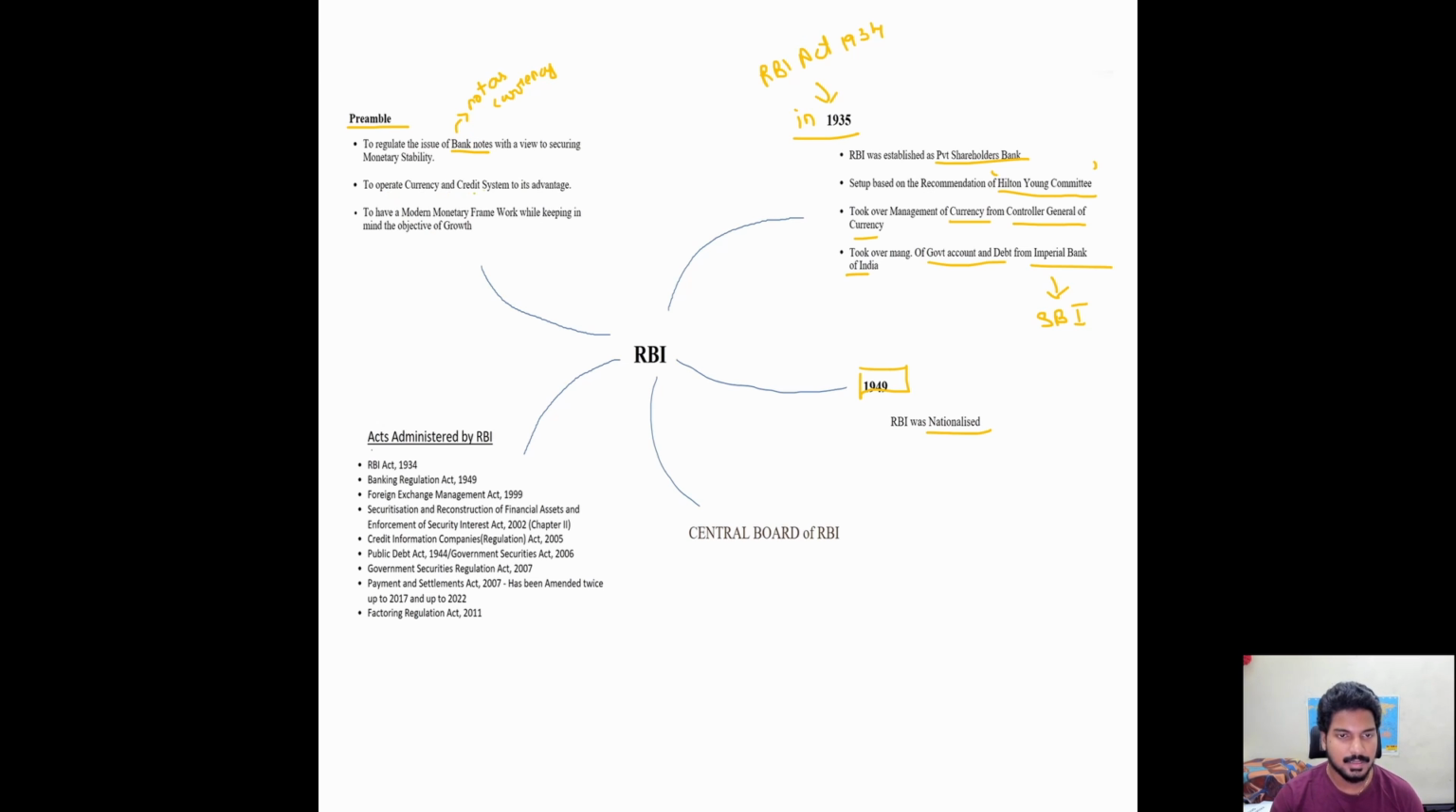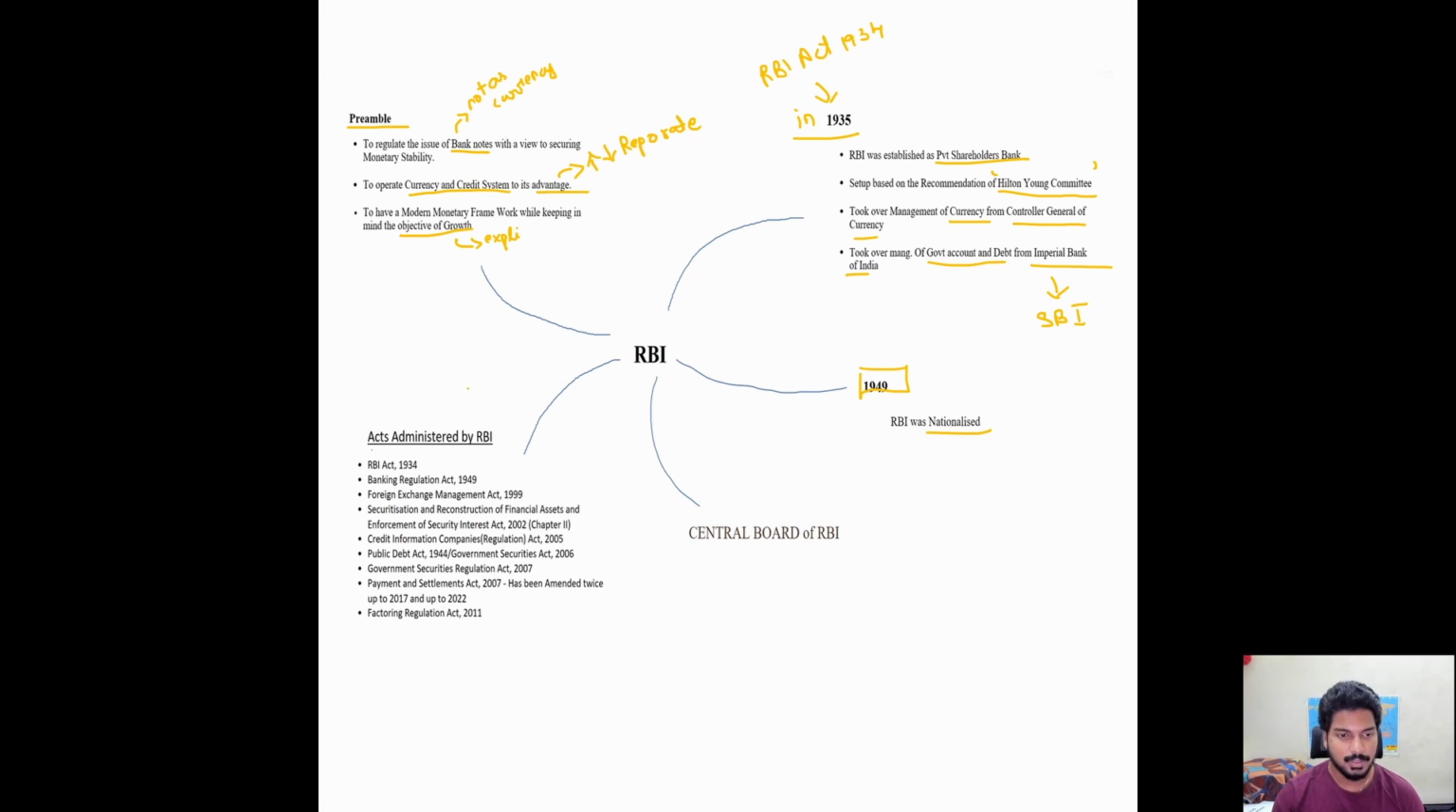Then to operate the currency and credit system to its advantage. So we have currency and credit system and we have advantage. What advantage here means is RBI has certain tools in its ambit. It can control the money market by using those tools. For example, RBI can increase or decrease the repo rate, which can in turn control the market. So this is what advantage means. Then we have a modern monetary framework while keeping in mind the objective of growth. So this is explicitly given in the preamble. Whatever RBI puts forward for the future, it should have the objective of growth in its background. So that is what it says.